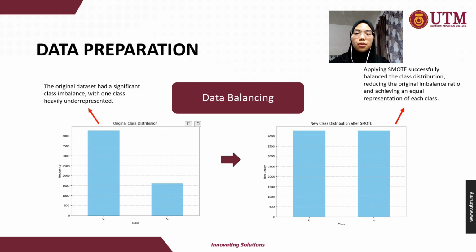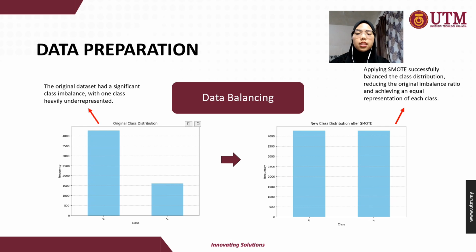And now the last one for data preparation is data balancing. Due to significant class imbalance in the original dataset, where one class was heavily underrepresented, the synthetic minority over-sampling technique, which is SMOTE, was employed. SMOTE balanced the class distribution by generating synthetic samples for the minority class.